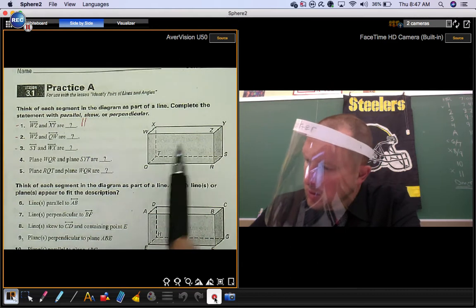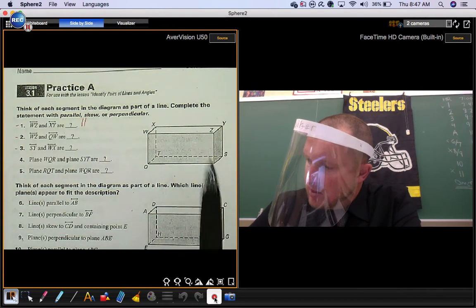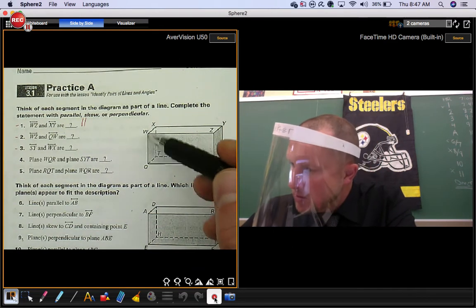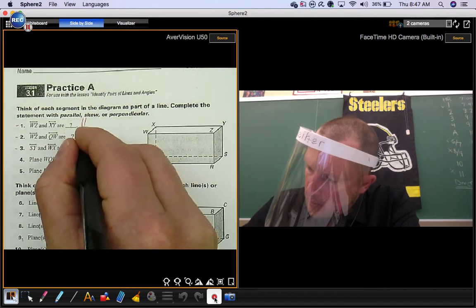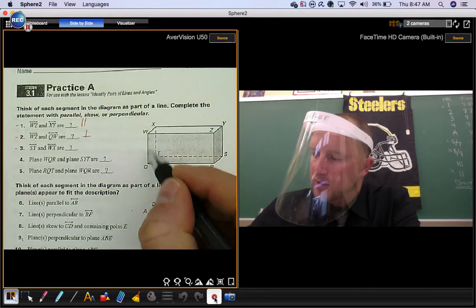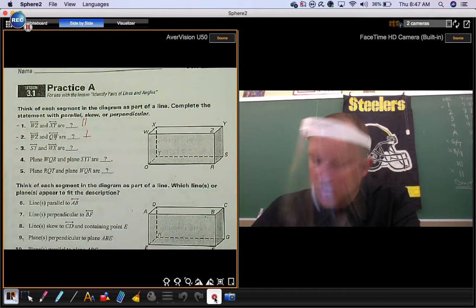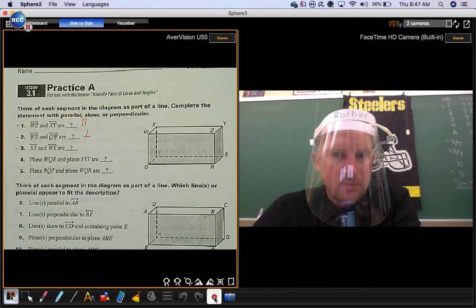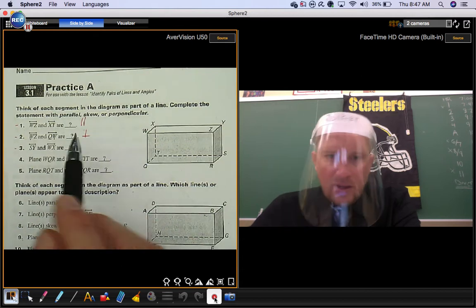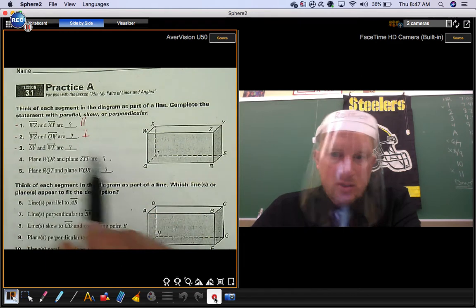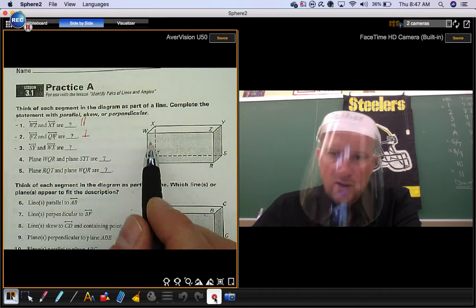Number 2, that same line WZ and segment QW, these are perpendicular in this diagram. They touch at W. Notice how they both have a W. Parallel lines don't touch, so if they do touch, especially in this diagram, they're going to be perpendicular.